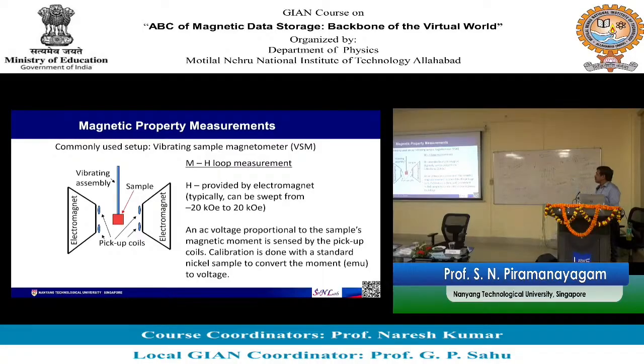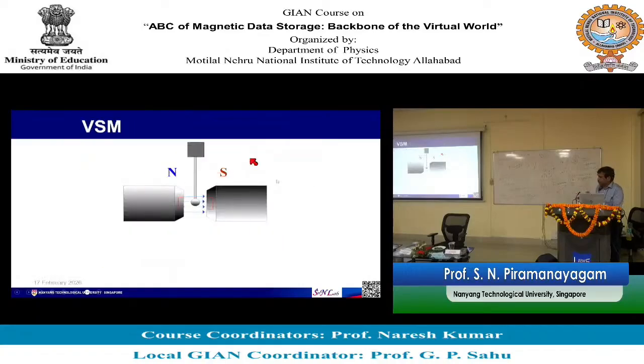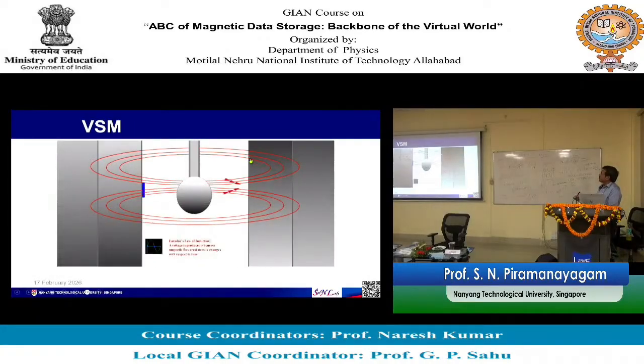Okay, so, let us go into the details of VSM. Here I also say that typically in most VSMs you can change the magnetic field from minus 20 kilooersted to plus 20 kilooersted. This is a video of the VSM.